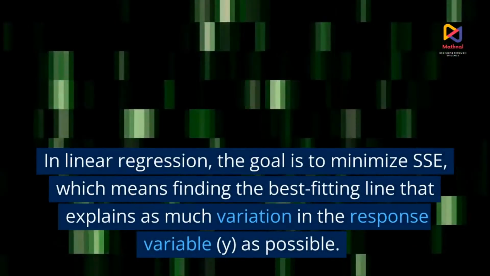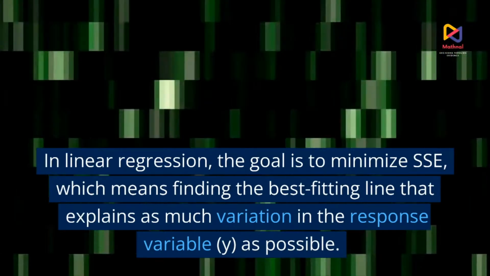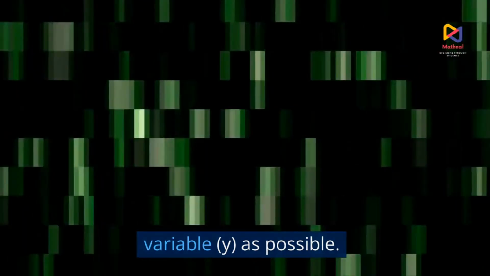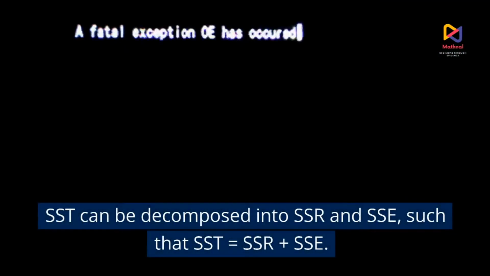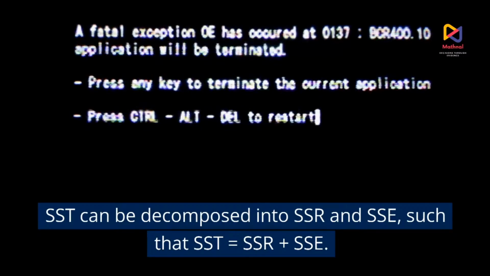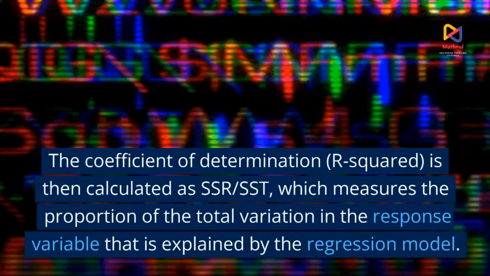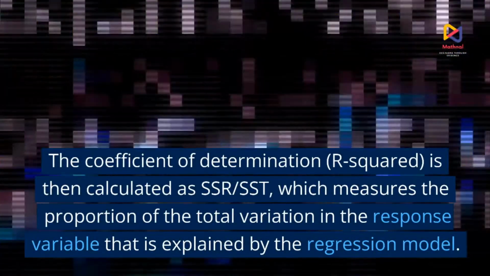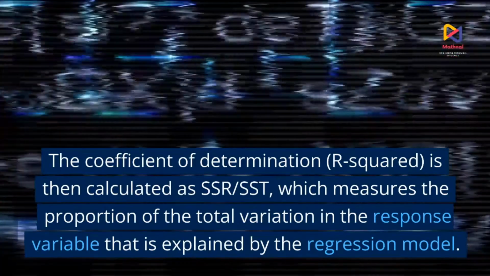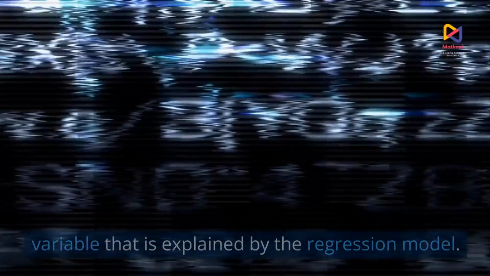In linear regression, the goal is to minimize SSE, which means finding the best fitting line that explains as much variation in the response variable, y, as possible. SST can be decomposed into SSR and SSE, such that SST equals SSR plus SSE. The coefficient of determination, R squared, is then calculated as SSR over SST, which measures the proportion of the total variation in the response variable that is explained by the regression model.